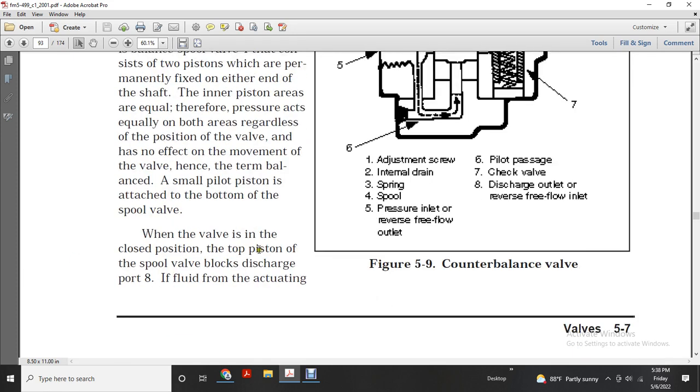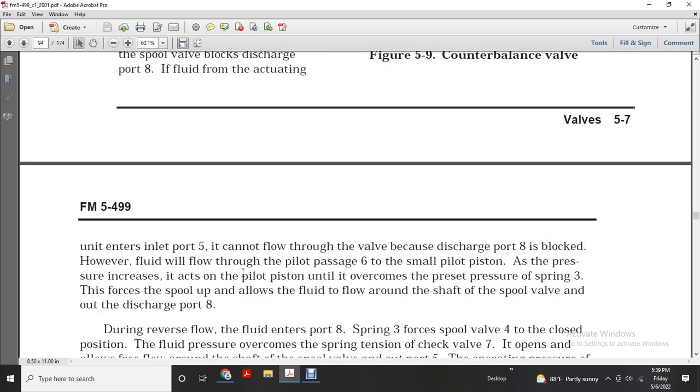When the valve is in the closed position, the spool valve is at the top, and fluid is discharged through port 8. The actuating unit fluid enters the inlet port 5, cannot go through the valve, and becomes the discharge of port B. Port A becomes blocked out, and fluid flows through pilot passage 6 to the small pilot piston. The pressure increases on the pilot piston until it overcomes the preset pressure of spring 3, forcing the spool up.